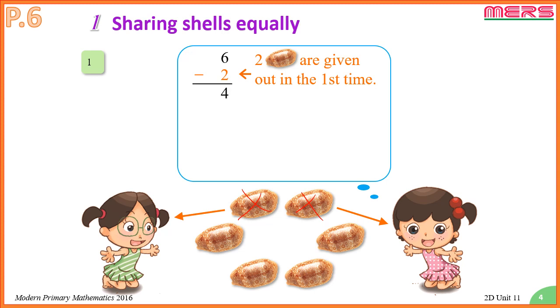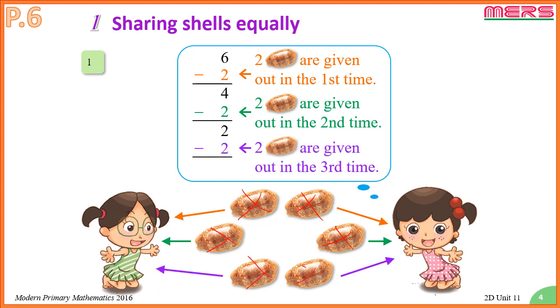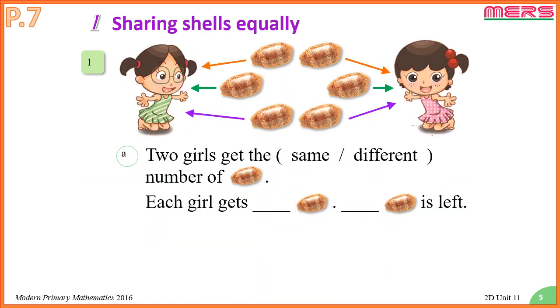The 4 shells can also be given out to these 2 girls. These 2 girls take 1 away each, then the remainder is 2, and they take another 1 each. So the remainder of shells is 0. That means no shell is left, all are taken by these 2 girls. So this girl gets 3 shells and this girl also gets 3 shells.